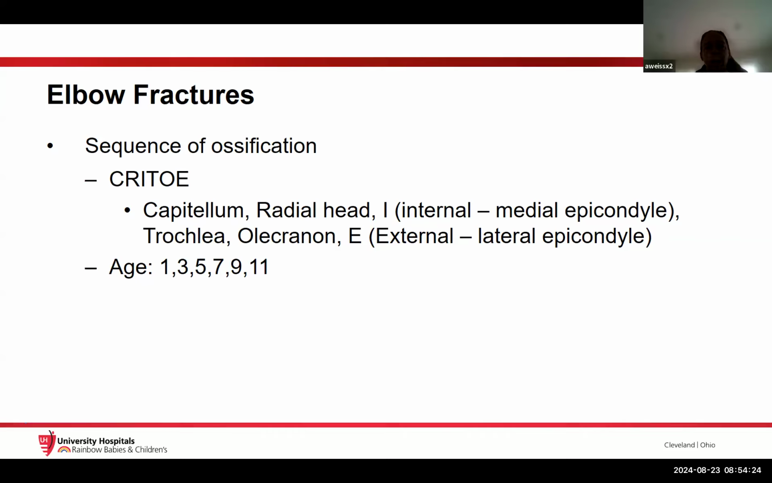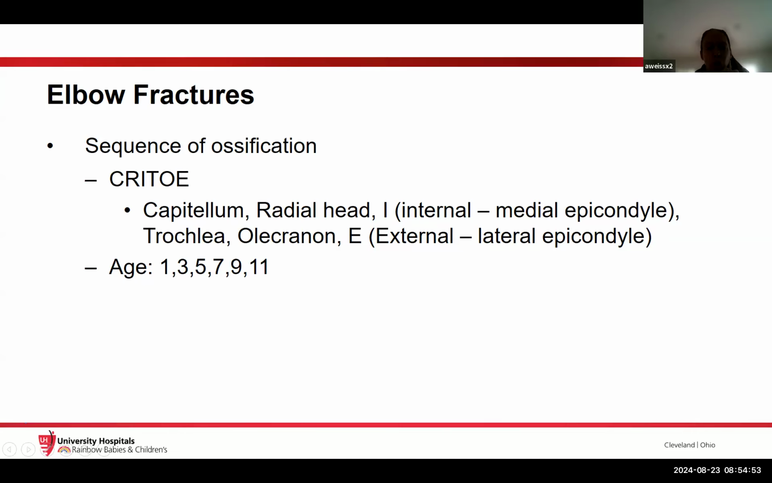So when you're looking at an elbow, as Ben and Beer will complain all the time, there's fractures everywhere. The sequence of ossification is, the mnemonic we use is CRITOE. So capitellum, radial head, internal stands for medial epicondyle, trochlea, olecranon, external lateral epicondyle. And they ossify at 1, 3, 5, 7, 9, and 11. So it's convenient that at least it skips the even numbers.